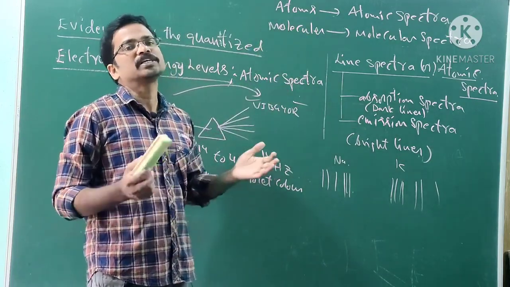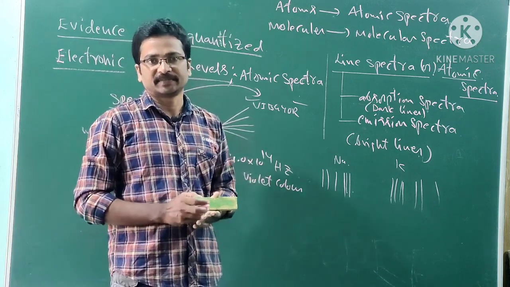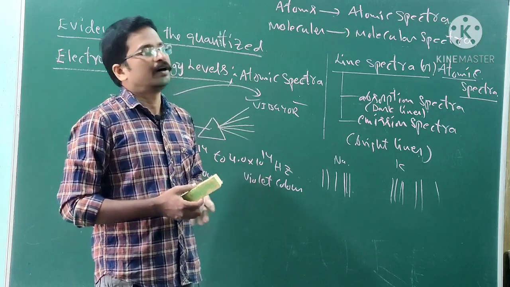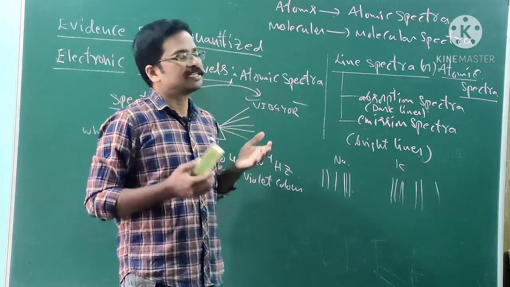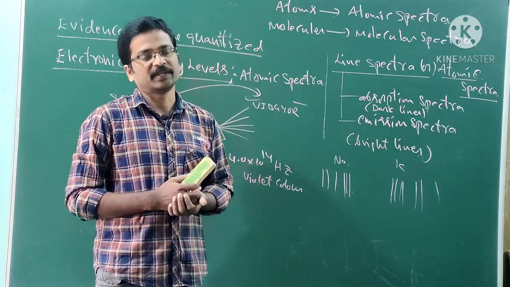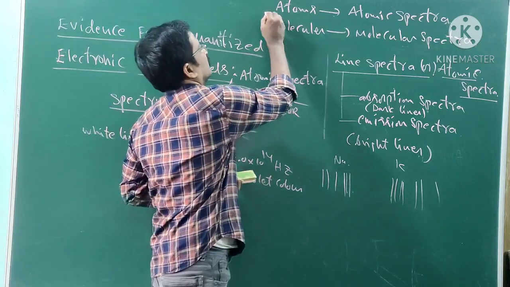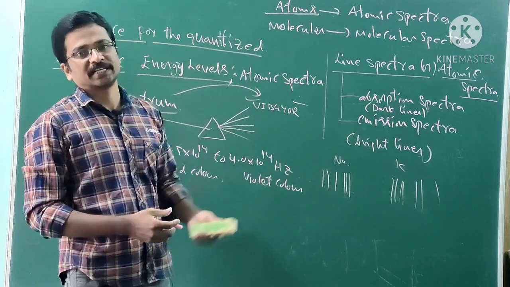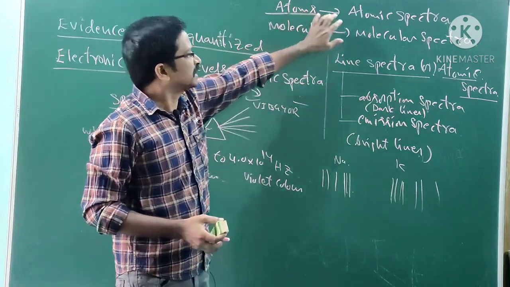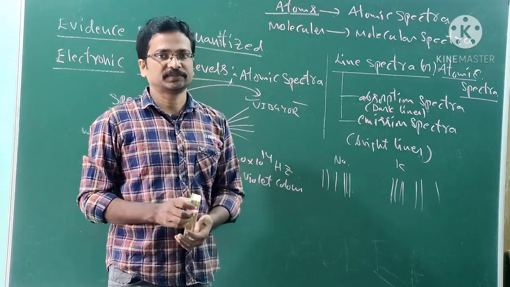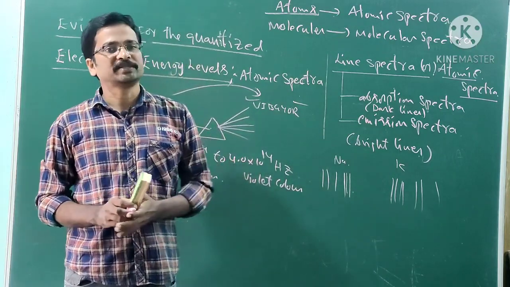How is the spectra arrived at? How is the atomic spectra arrived at? How is molecular spectra arrived at? Let us look into this one. First of all, focus. We are in atomic structure, so atoms give the atomic spectra. We will focus on the atomic spectra.